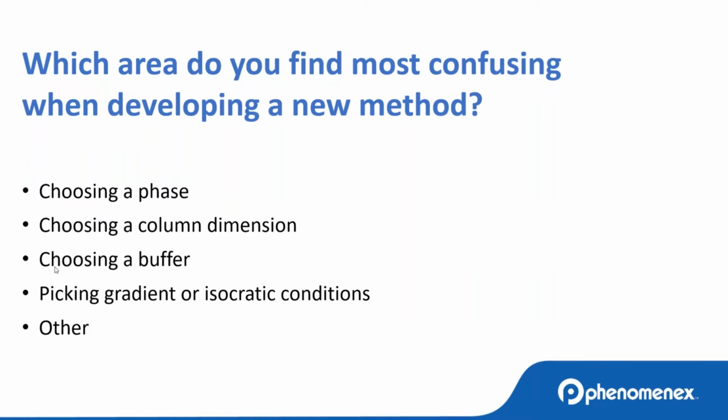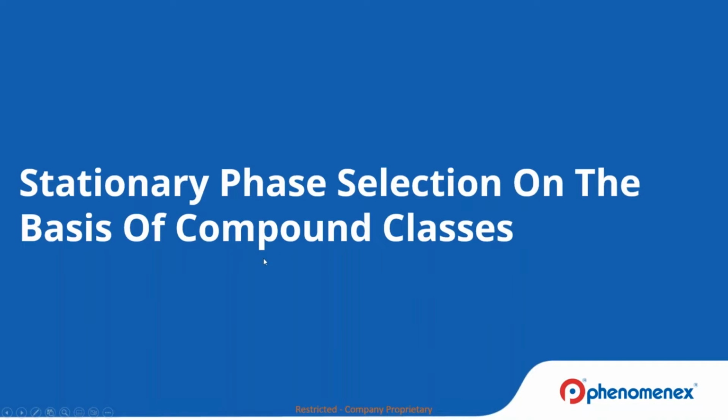So we're going to be talking about the stationary phases next. So we'll move on to stationary phase selection. So this is stationary phase selection on the basis of compound classes. So I'm going to be talking about the different types of compounds that you could be looking at. So it's not just about the phase, but it's in context with what compounds they would be good using or working with.